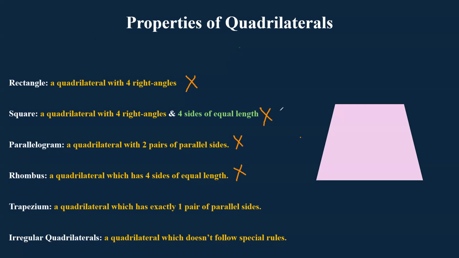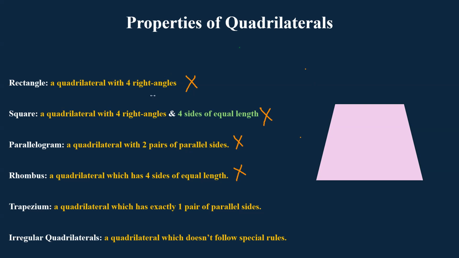Ira, is this shape a trapezium? If yes, why? If not, why? I think it is a trapezium because it is a quadrilateral. They all are, so that doesn't really count. It has exactly one pair of parallel lines, and it's not an irregular quadrilateral because it follows the properties of the trapezium.